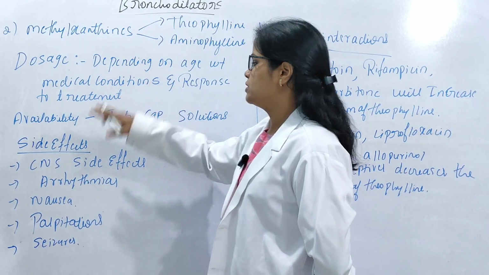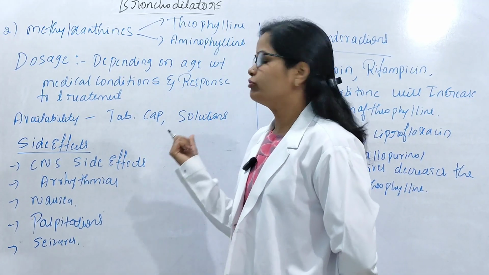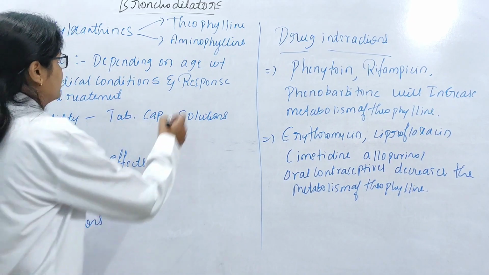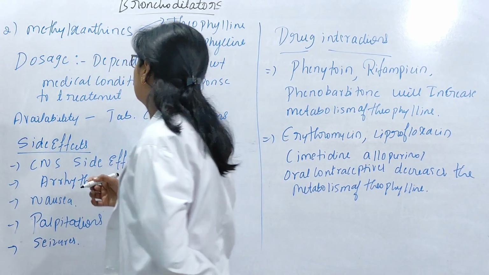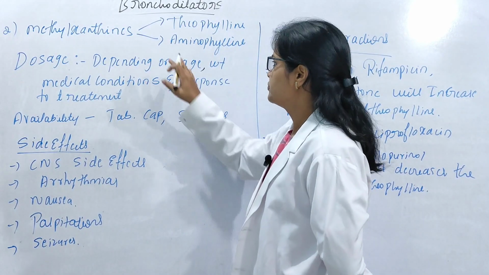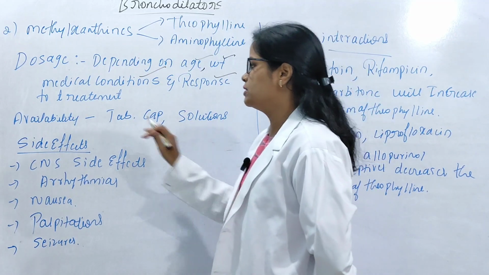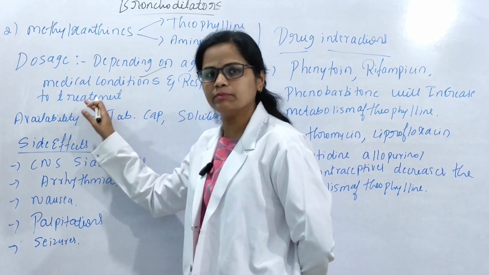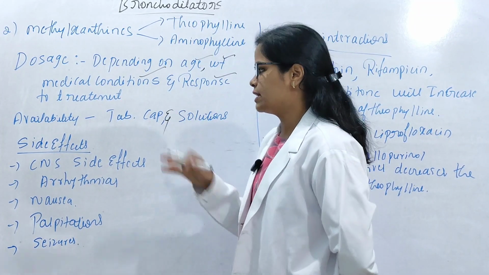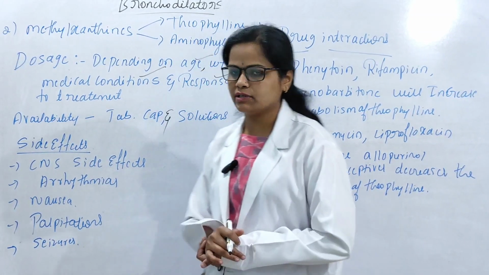Next we'll see the dosage, side effects, and drug interactions of the methylxanthines, theophylline and aminophylline. The dosage depends completely on the age, weight, medical conditions, and response to the treatment. These drugs are available in the form of tablets, capsules, and solutions. And here the side effects are those that occur in patients after drug administration.